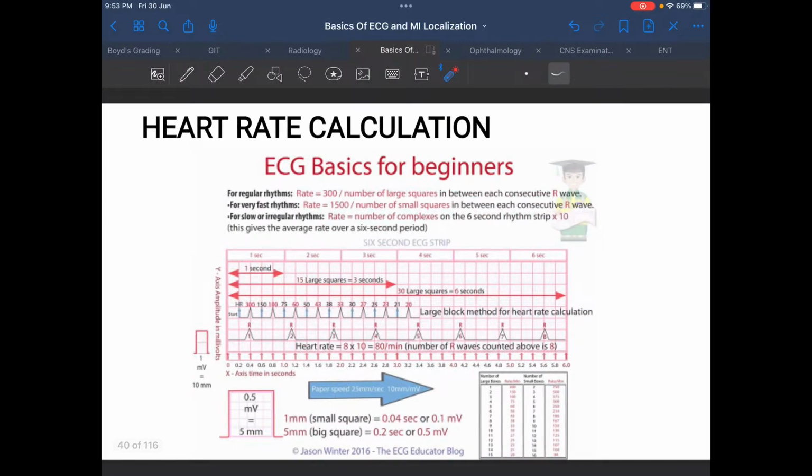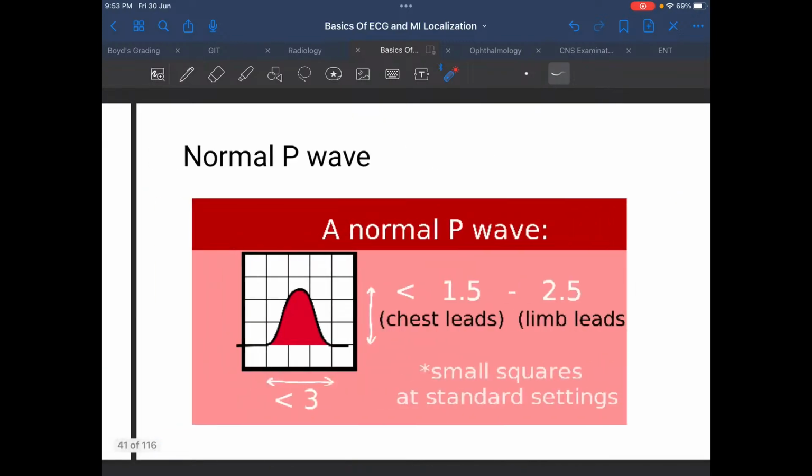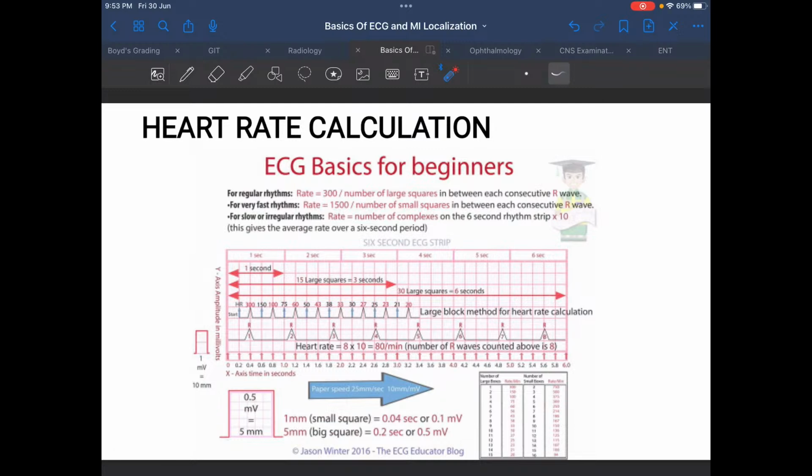So, heart rate calculations, basic. Okay, guys, it's very easy. I'm going to say a very simple method. What I want you to know is, if I see an R here, this is my R here, and this is my R over here, how am I going to calculate the rate? How can I calculate that?